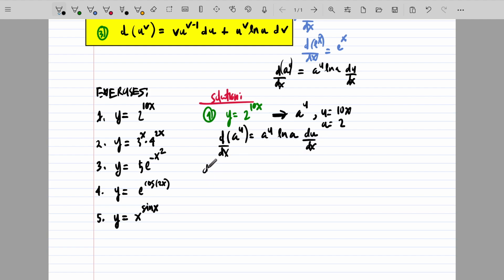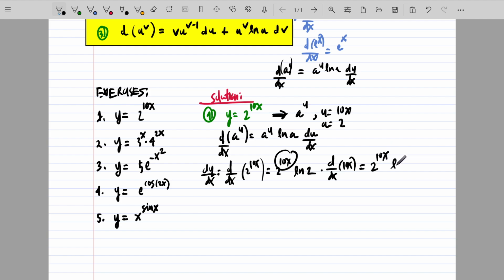That means the derivative of y, which is the derivative of 2 raised to 10x, is equal to: just copy a raised to u, so 2 raised to 10x, and then ln of a, which is ln of 2. And then don't forget the derivative of u. In this case, our u is 10x, so the derivative of 10x is 10. Then simplify: 2 raised to 10x, ln of 2, times the derivative of 10x, which is 10. You can put it in front.